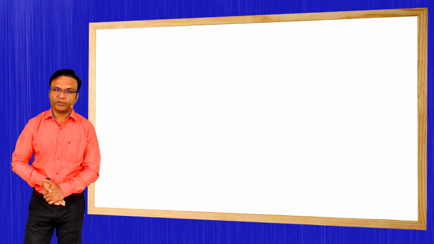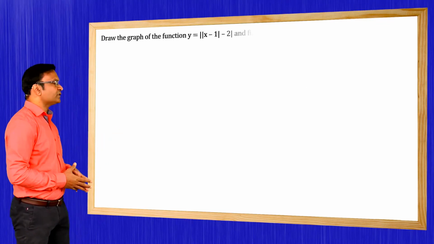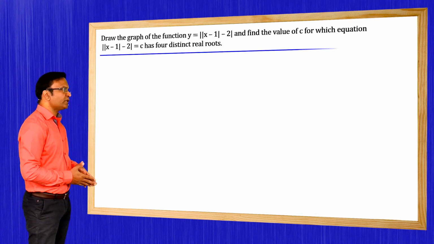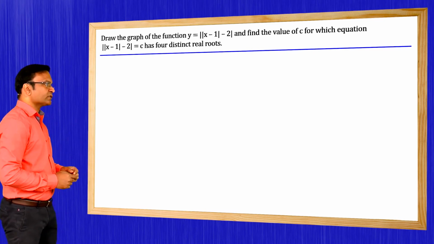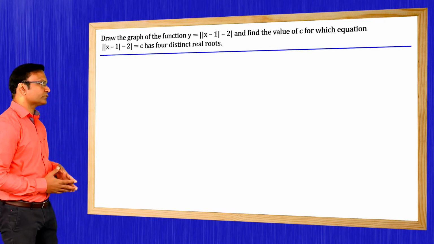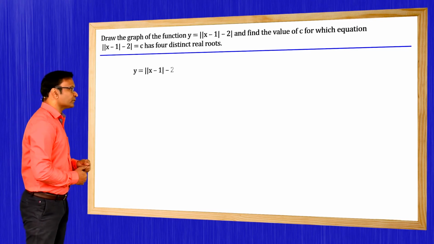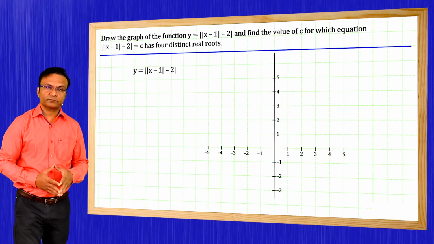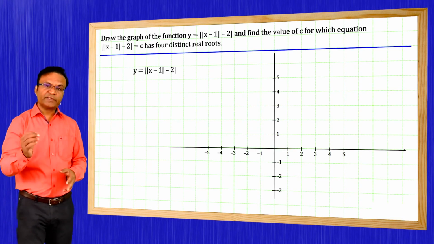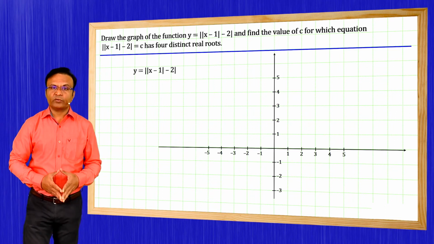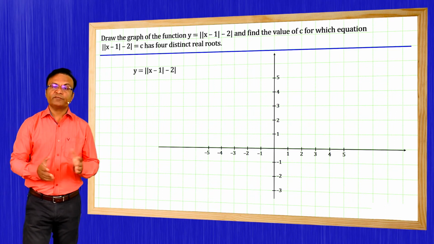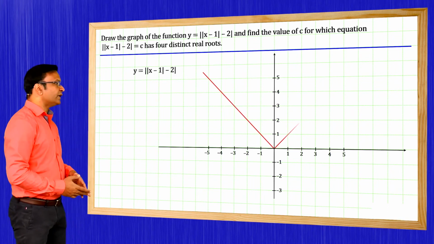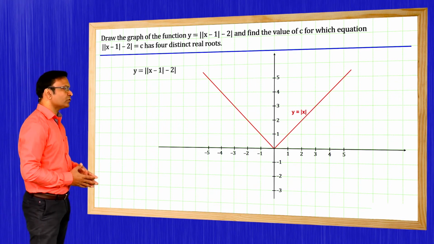Now consider this example. Draw the graph of function y is equal to mod of mod x minus 1 minus 2 and find the values of c for which this equation has 4 distinct real roots. Now look at the function. Tell me from which elementary function we should start. कहाँ से शुरू करेंगे हम? कौन सा elementary function हमारा starting point होगा? We start with function y is equal to mod x. So here is the graph of function y is equal to mod x.